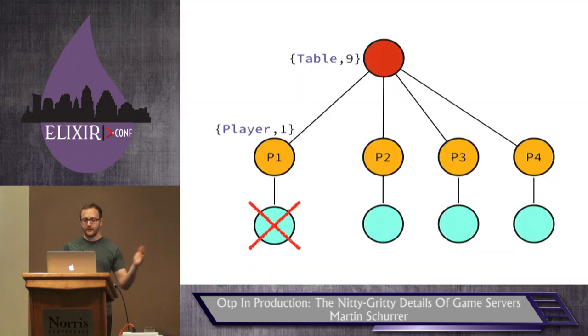So first, when a user disconnects, the port closes down because the WebSocket connection is gone. Then the connection handler finds out about that and is like, okay, I'm gone too. Then the player process finds out about that because it monitors the connection handler. And usually the player process now would shut down, because what do you need a player for that's just in the lobby when the player is disconnected? But because the player process knows that it's currently playing at this table, it can't shut down. Instead, it just sends a message to the table like, hey, I'm offline now, and it stays alive until the game is over.